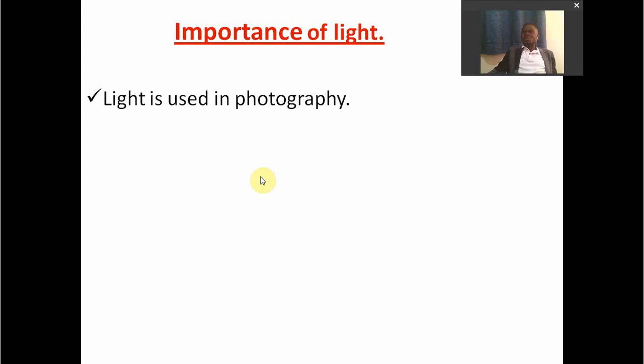Light is used in photography. Very good. Light is used in photography. Have you ever had a camera or a phone and tried to take a photograph? Have you ever seen the flashlight coming out? Good. That means that photographers use light in order for them to take nice pictures. Are we together? Yes.